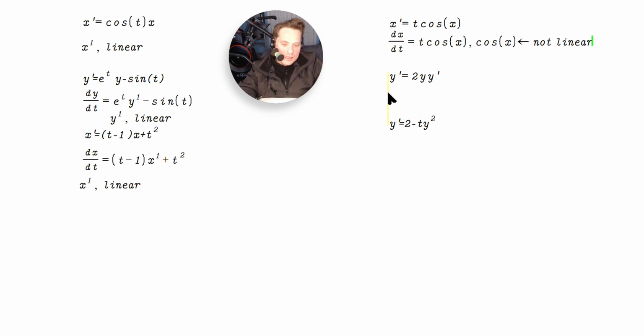Look at the next one down below. It's like saying dy/dt equals 2y times y prime. Well, here you would say the following. Since we have y times y prime, when you have a product of a function and its derivative, you would say it's, again, not linear for that reason. When you look at the last one, you have y prime equals 2 minus ty squared. You have y squared. Let's say that's the dependent quantity. Since it's being squared, you would say not linear.